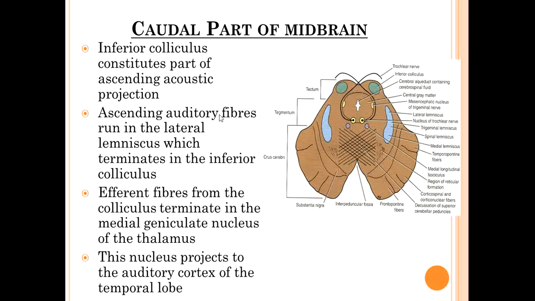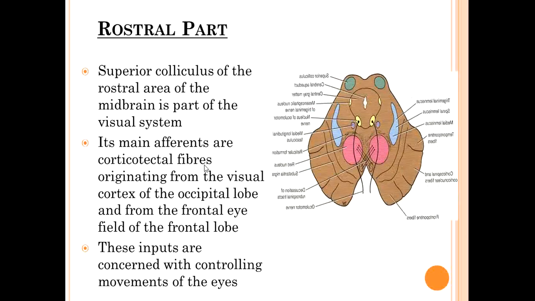The caudal part of the midbrain, that means at the level of the inferior colliculus, constitutes part of the ascending acoustic projection. Here the ascending auditory fibers run in the lateral lemniscus. I already mentioned there are the medial lemniscus, trigeminal lemniscus, spinal lemniscus, and lateral lemniscus. Out of those 4 lemniscus, the lateral lemniscus terminates in the inferior colliculus. Efferent fibers from the inferior colliculus terminate in the medial geniculate nucleus, or medial geniculate body, in the thalamus. Then this nucleus projects to the auditory cortex of the temporal lobe. Remember, the inferior colliculus, medial geniculate nucleus and lateral lemniscus are all part of the auditory pathway.